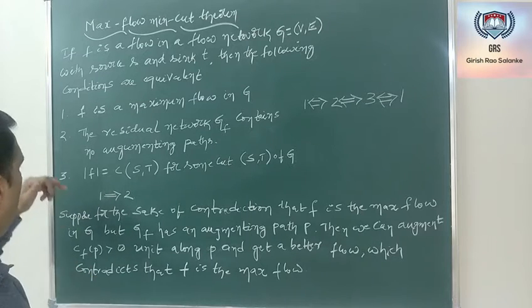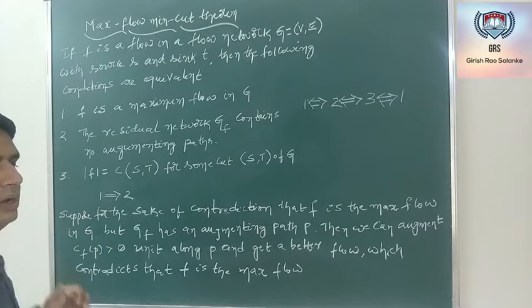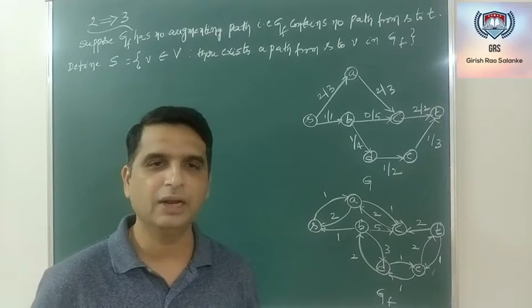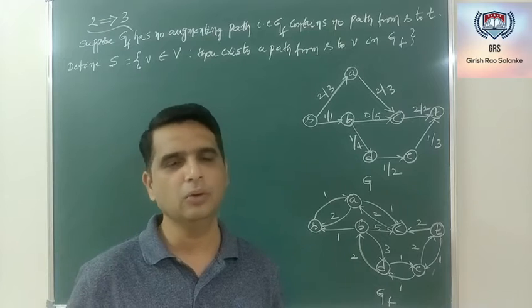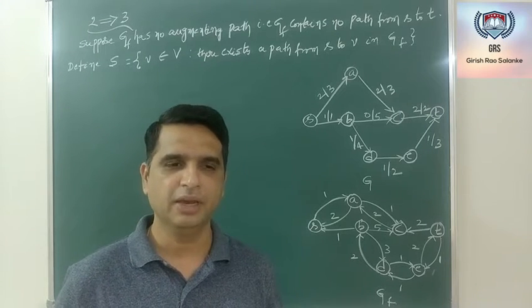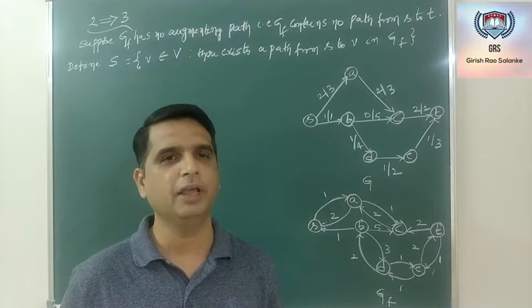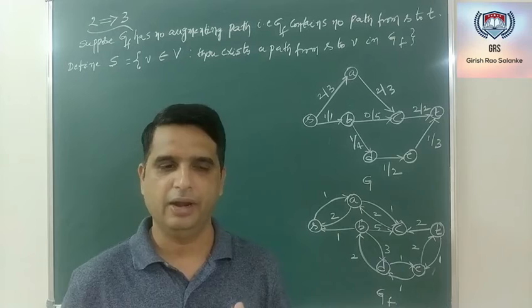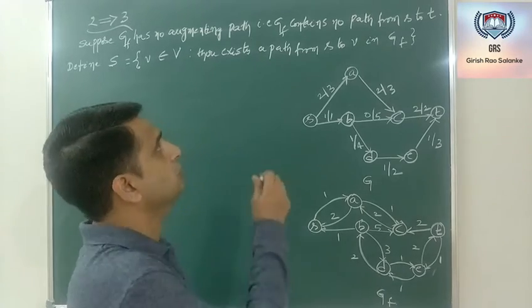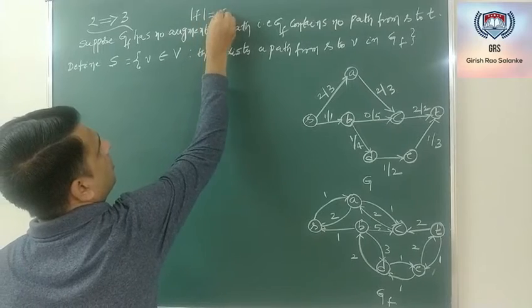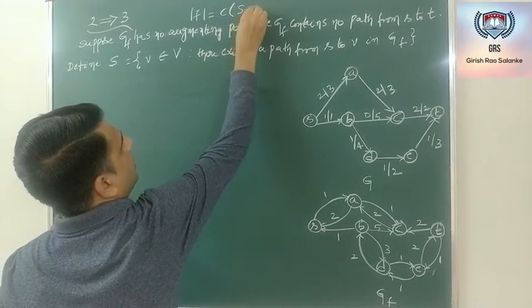Now we will see how the second statement is equivalent to the third statement. Let us try to prove that. What was the second statement in the max flow min cut theorem? It says that there should be no augmenting path in the residual network GF. And the third statement was that the net flow is equal to the capacity of an ST cut.